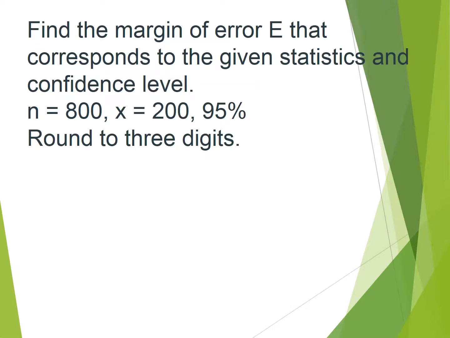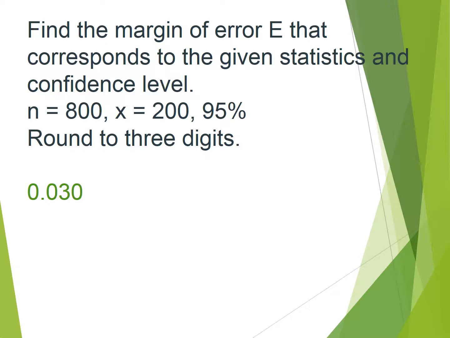So let's look at an example. First, let's find the margin of error that corresponds to the given statistics and confidence level. If n is 800 and x is 200, we're looking for 95%. So I'm going to show you how to do it by hand, but then I'm going to show you a quicker way to do it with Minitab. If I put 0.95, then I have 5% left over. Half of 5% is 2.5. 0.025 is 2.5% written as a decimal.